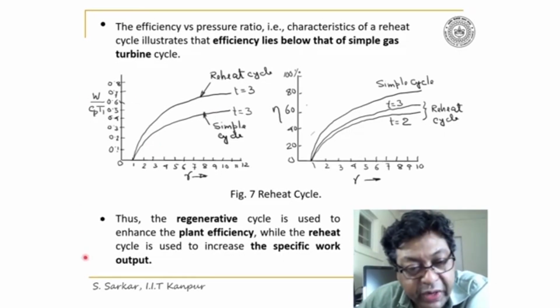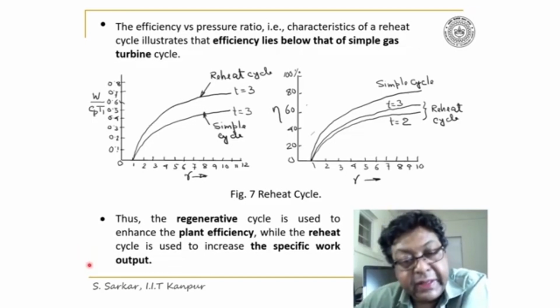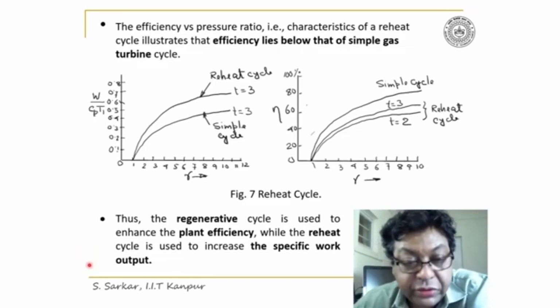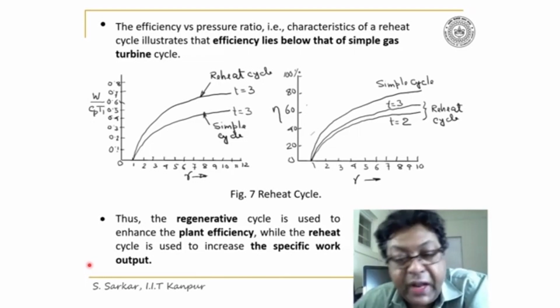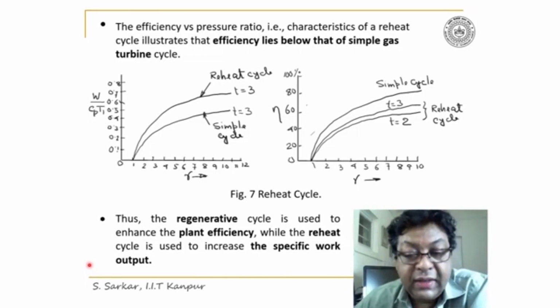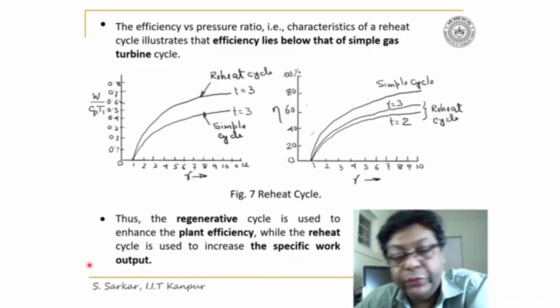Hence, I have concluded that the regenerative cycle is used to enhance the plant efficiency, while the reheat cycle is used to increase the specific work output.